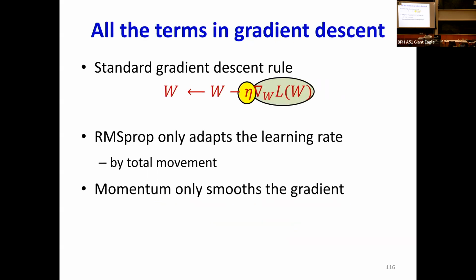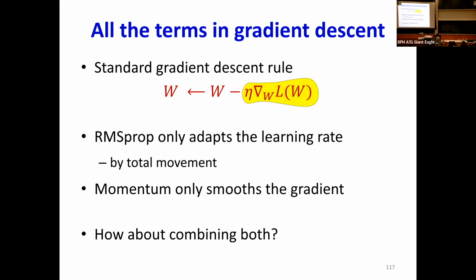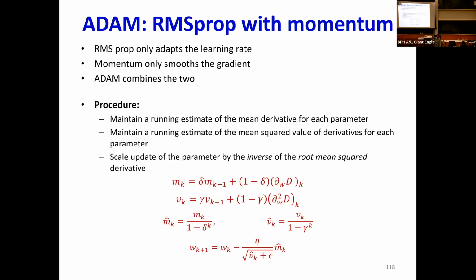But anyway, RMS prop only adapts the learning rate. Momentum only smooths the gradient. So let's combine the two. And when you combine the two, you get this technique that all of you have been using called Adam.